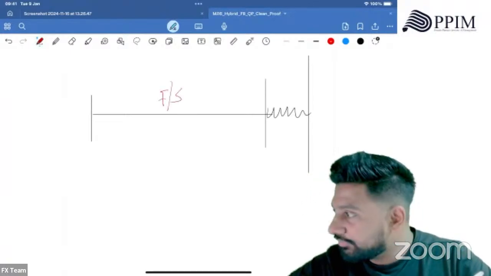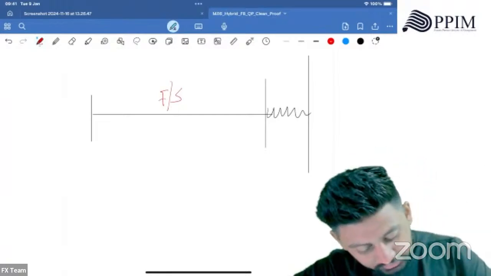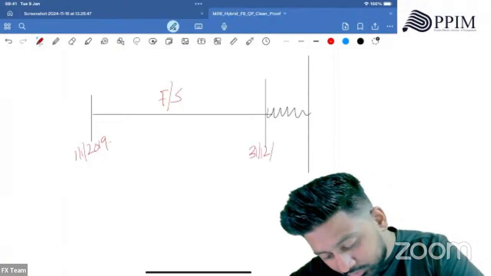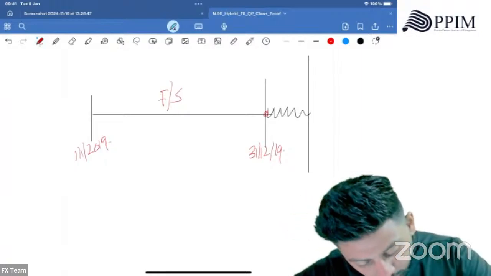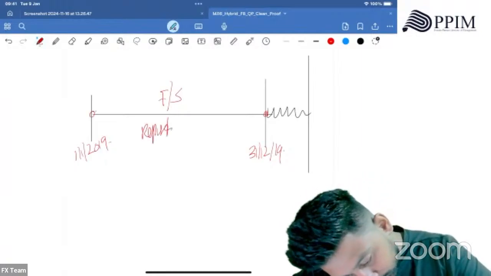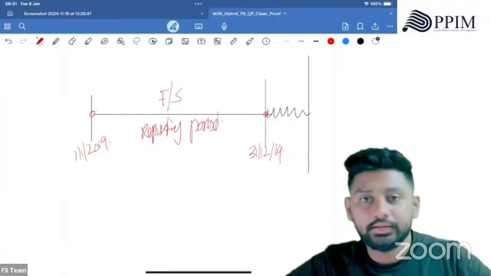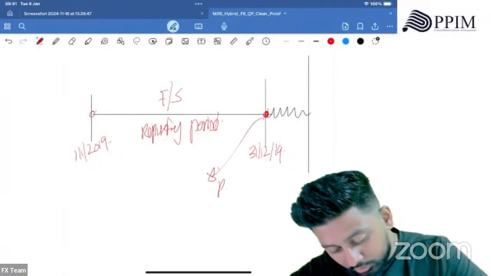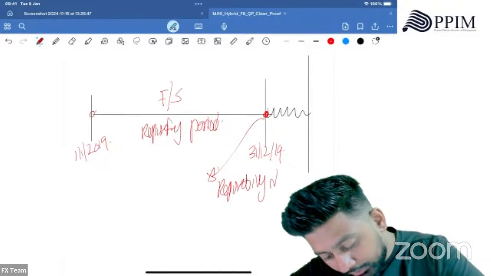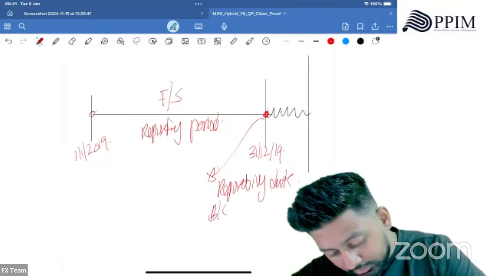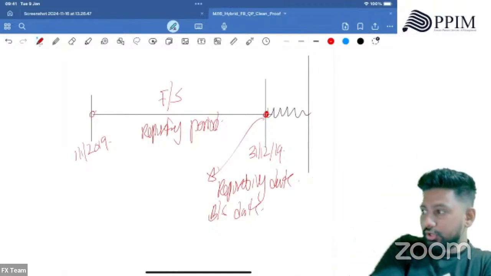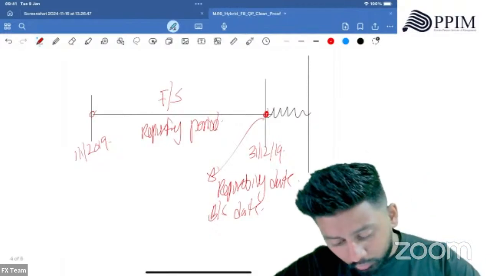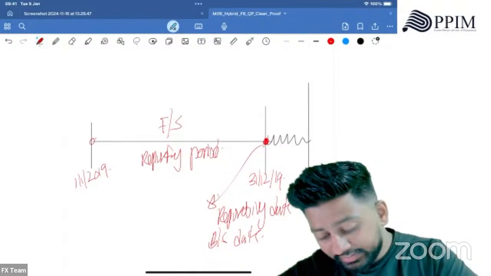Your financial statements are prepared for this period, one year. Let's say 1st of January 2019, you start, it will go on till 31st December 2019. This is your reporting period. This is your reporting date or balance sheet date. You can call it either your reporting date or your balance sheet date. Are we clear? Super.